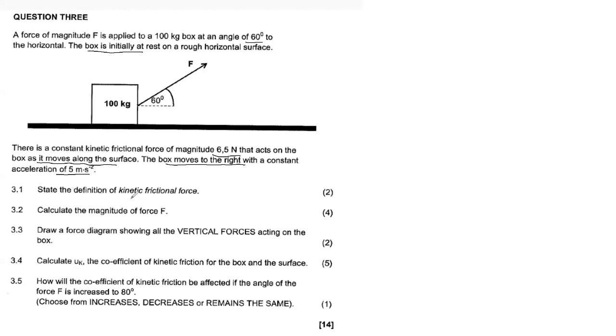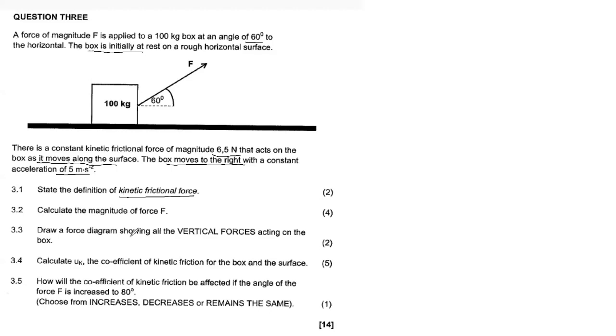3.1. State the definition of kinetic frictional force. So we say kinetic frictional force is the force that opposes the motion of a moving object relative to the surface. So that's how you are expected to define it for 2 marks. Then 3.2 says calculate the magnitude of force F.